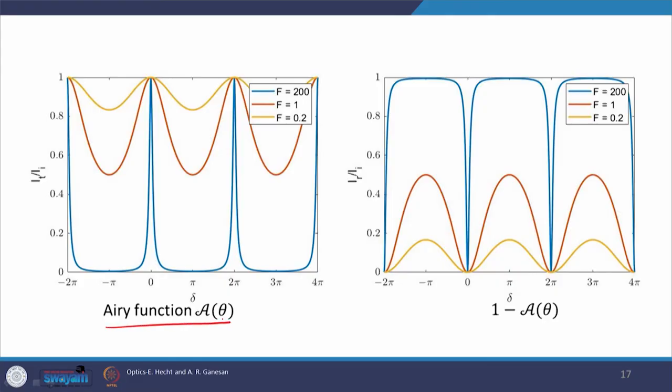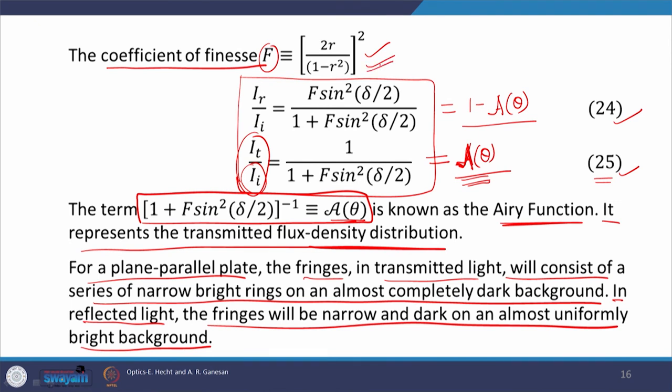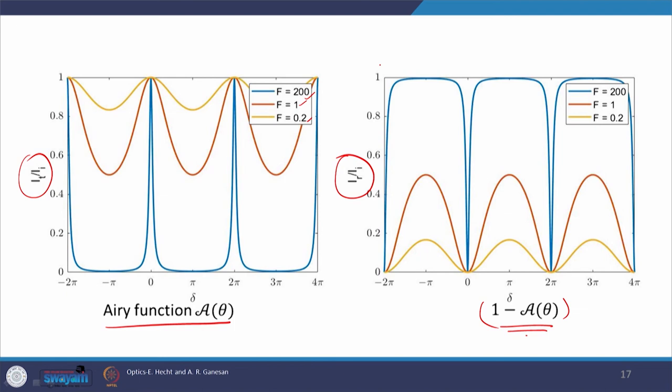Here italic A theta is plotted. Italic A theta means It by Ii, and 1 minus A theta is plotted here on the right hand side, which means Ir by Ii is plotted here. Okay, and these plots are for 3 different values of the coefficient of fineness. The coefficient of fineness is defined here, and for 3 values of it we can see these 3 plots. On the horizontal axis del is plotted, the phase difference. Okay, on the vertical axis relative transmitted irradiance and relative reflected irradiances are plotted.